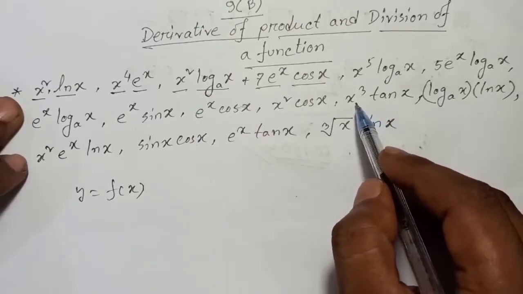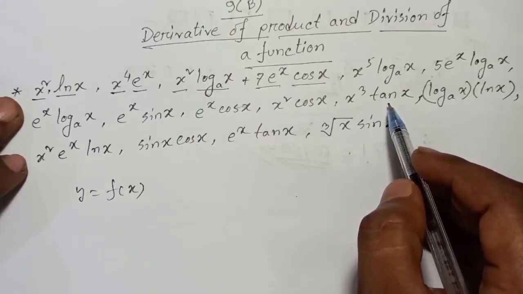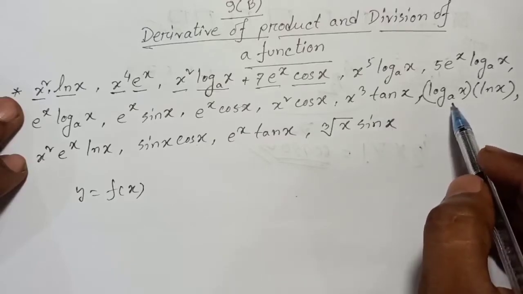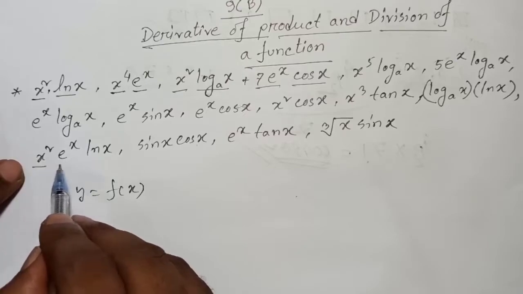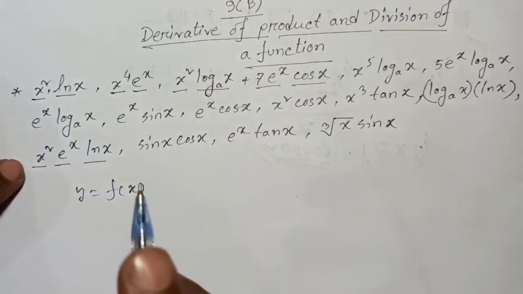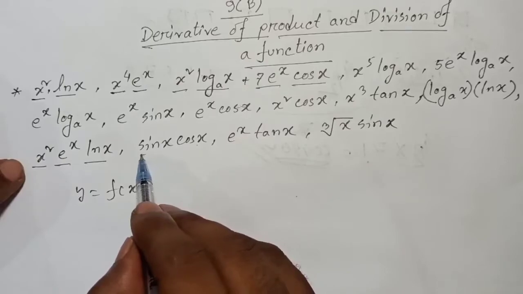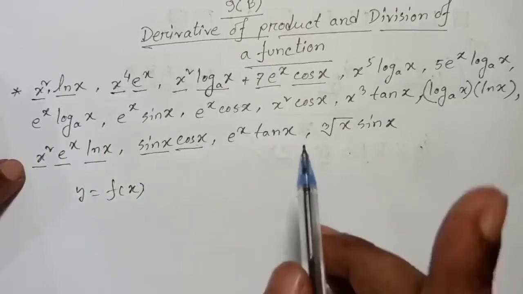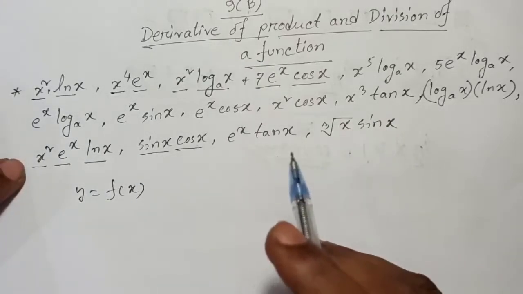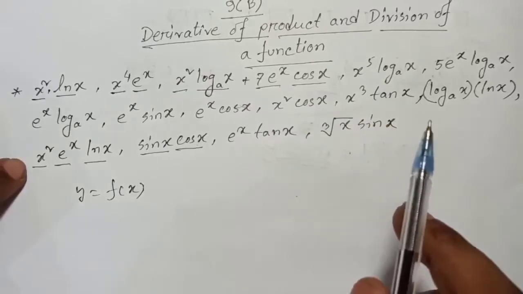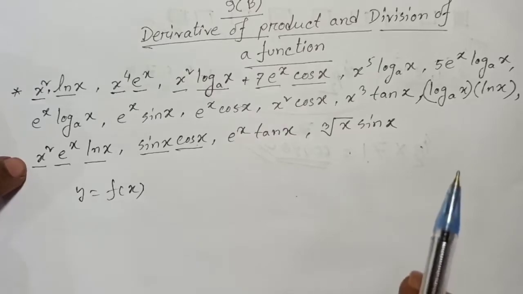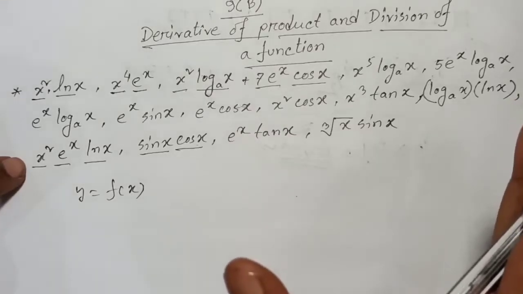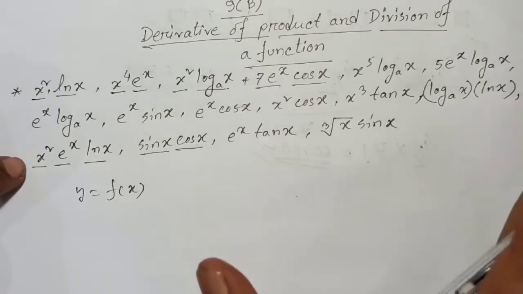Here we are seeing algebraic, trigonometric and logarithmic forms. Then here we are seeing 1, 2 and 3: three terms are in product form, and here two terms are in product form. So now we are going to find the derivative. We want to find the derivative of product and division of a function. At first we are going to find the derivative of a product of a function.